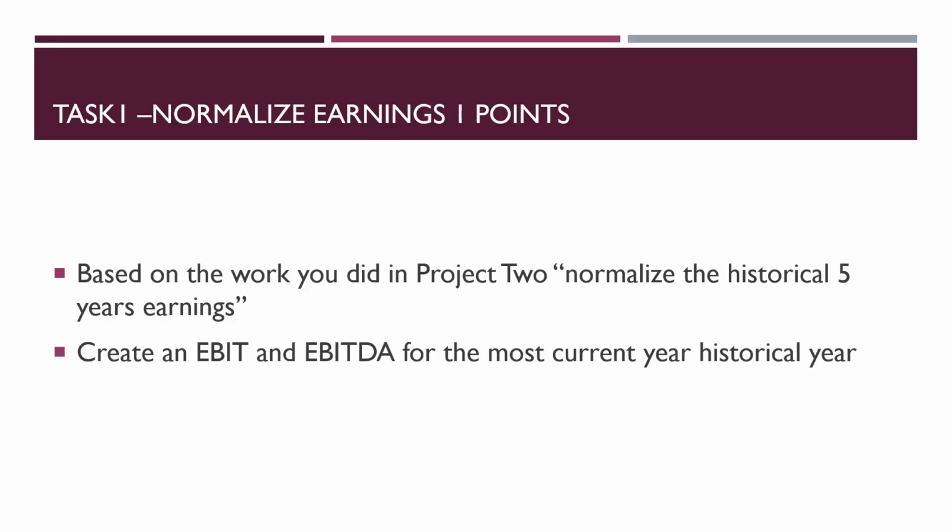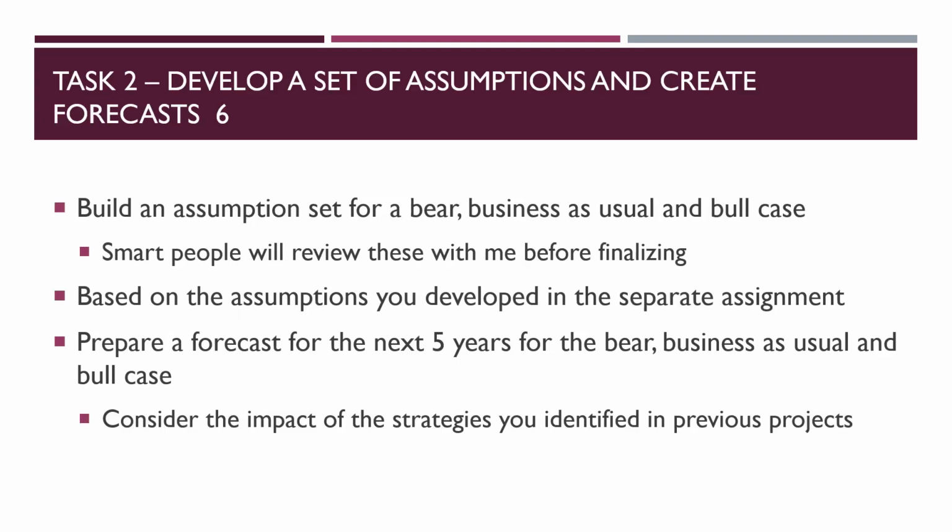Normalize earnings. Based on the work you did in Project 2, normalize the historical 5-year earnings and create an EBITDA for the most current historical year. That's 1 point only. Task 2, develop a set of assumptions and create forecasts. This is worth 6 points.